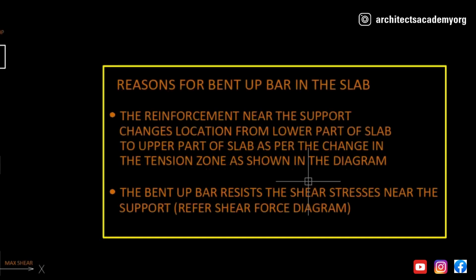So that's what has been given in this note, the reasons for the bent up bar in the slab. What are the reasons for the bent up bar in the slab? Number one is that the reinforcement near the support changes location from the lower part of the slab to the upper part of the slab as per the change in the tension zone, as shown in the diagram. The tension zone shifts from the lower part to the upper part, and therefore reinforcement also changes face. The second important reason is that the bent up bar resists the shear stresses near the support. So that is the second reason for having the bent up bar.